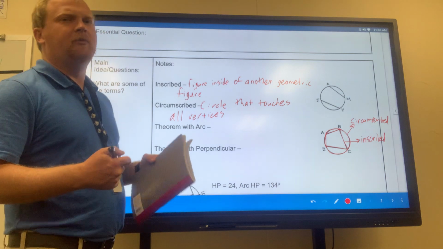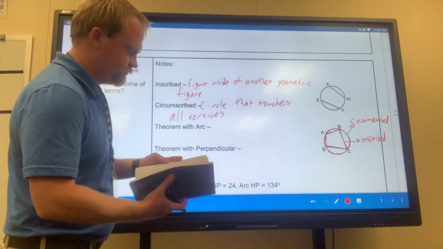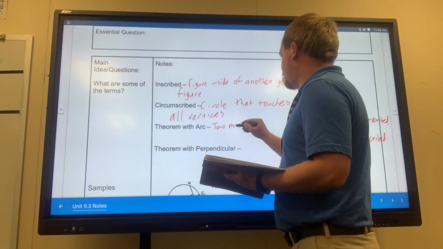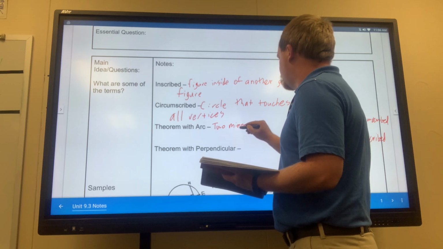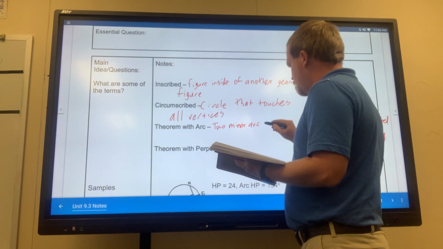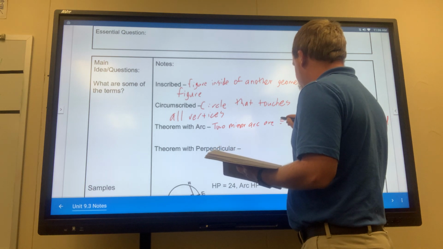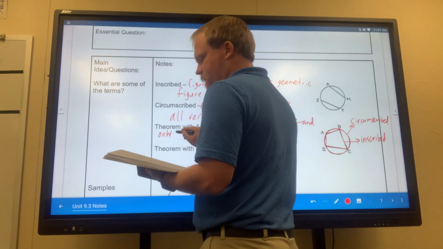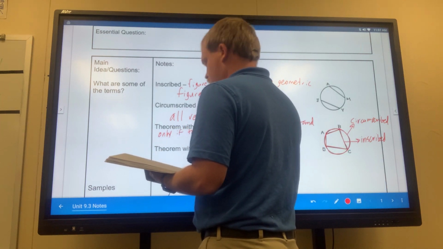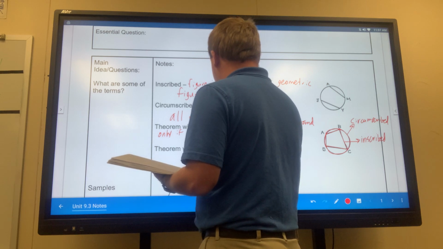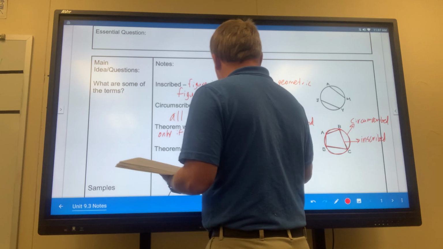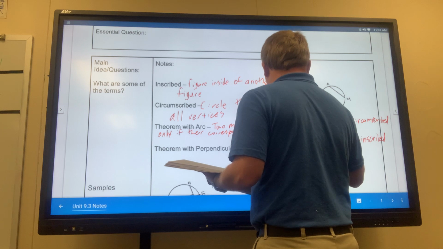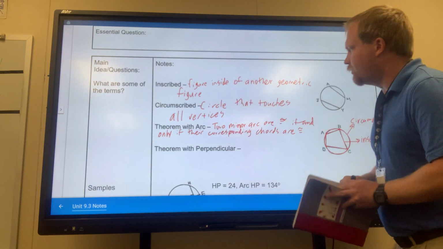Next, we have theorems that help us to find the arc. So for example, two minor arcs are congruent if and only if the corresponding chords are congruent. So what does that actually mean?